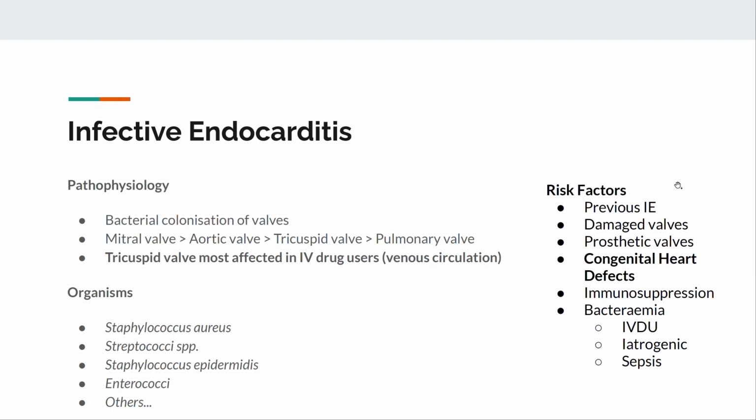So risk factors for infective endocarditis are previous endocarditis, damaged valves, prosthetic valves, congenital heart defects, which are worth knowing, and immunosuppression. And if you have bacteremia anyway, the bacteria in the blood might just find their way into the heart and decide to live there.